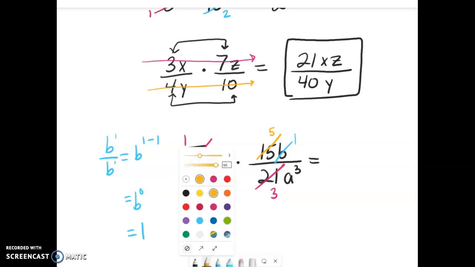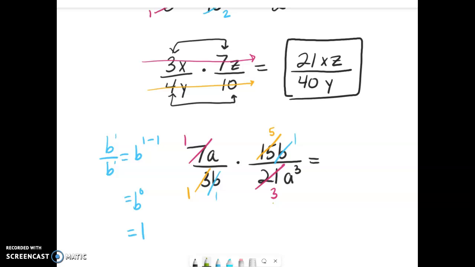And then I have a. I have a up here, and I have a cubed down here. So it's a to the first over a cubed. So it would look like this. Let me just write it to the side. And it would be a to the first minus 3, or a to the negative second.